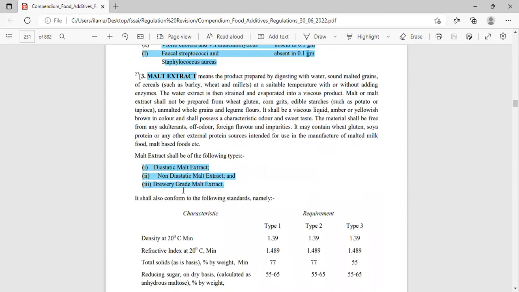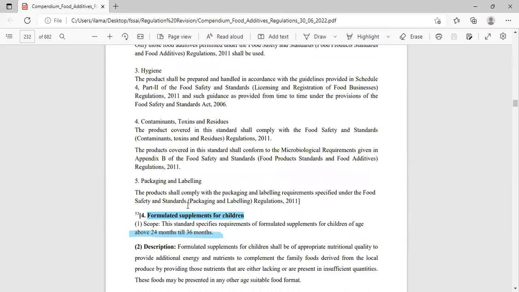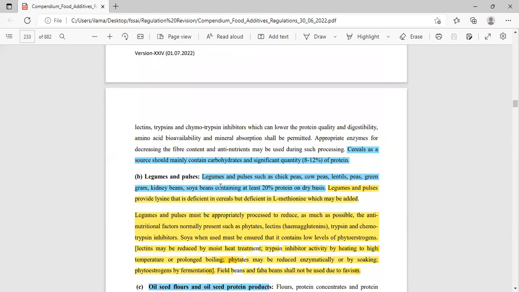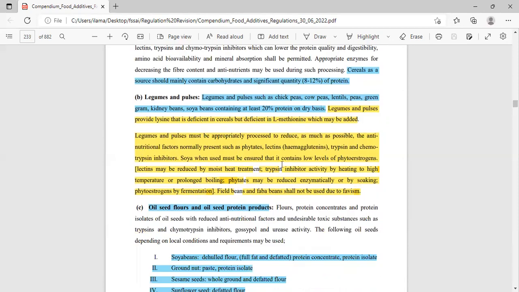And see what are all the types of malt extracts, and see what are the types of legumes. In legumes and then pulses, lysine is more, or sorry, just go through this point, which is deficient or which is present in lysine and then pulses. And read this column for anti-nutritional point of view.